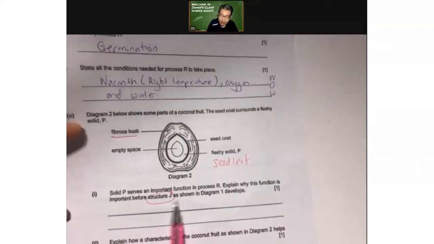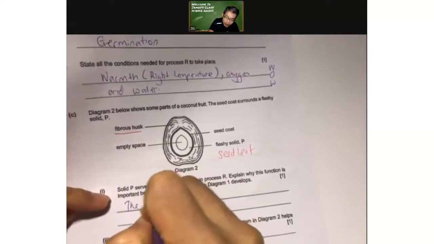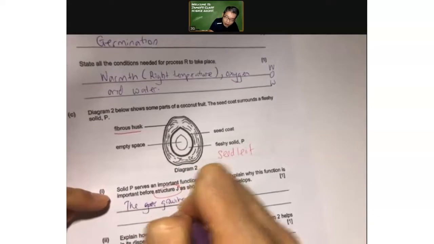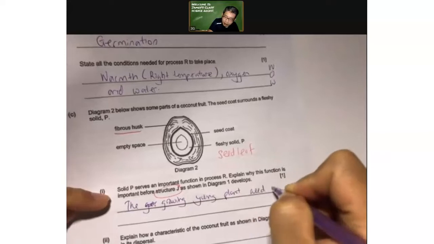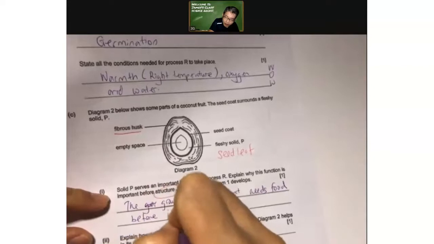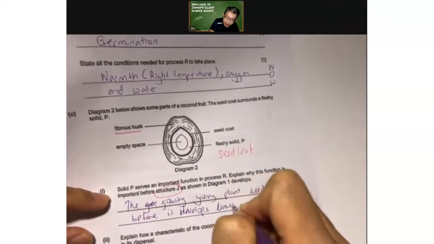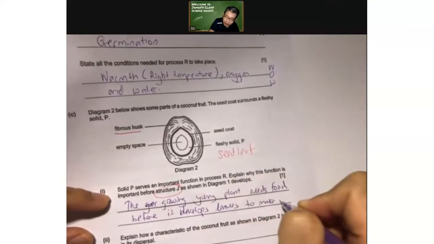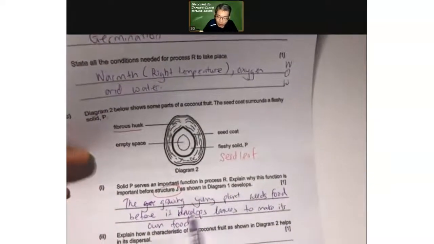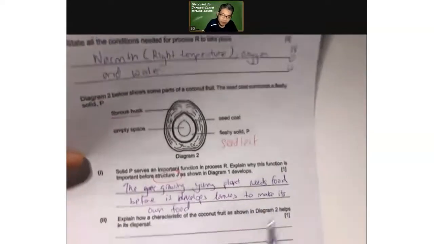Why is it important before this? So, the growing young plant needs food before it develops leaves to make its own food. Right? The growing young plant needs food before it develops leaves to make its own food.